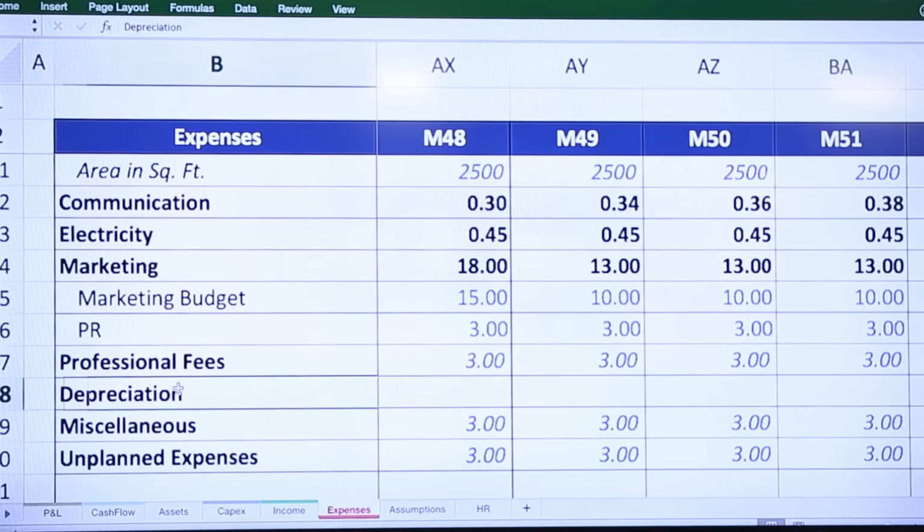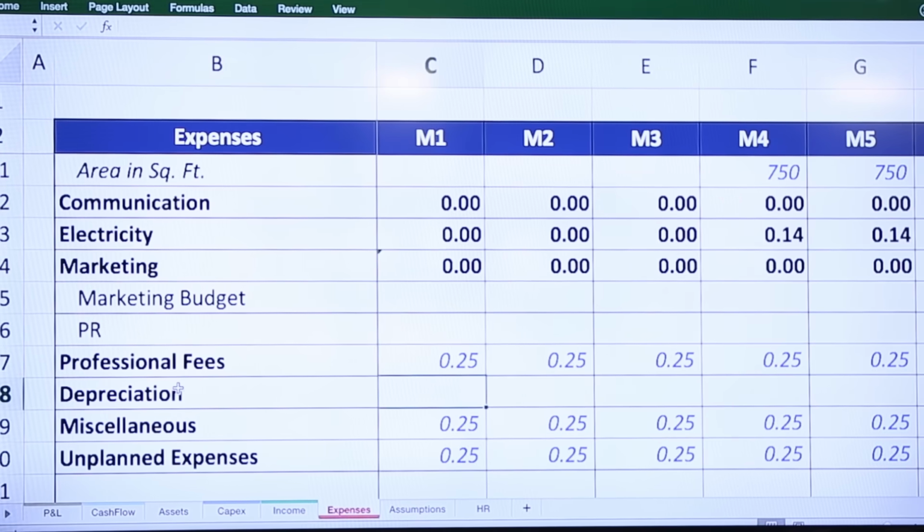Okay, then depreciation. What I've done is I deliberately removed all this to keep it simple. So forget depreciation for now, don't get into the depreciation at this stage. Okay, then miscellaneous. So there are some miscellaneous costs: Xerox, stapler, pins, sundry expenses, yeah. And there are some unplanned expenditures which are not planned but expenses do come up.